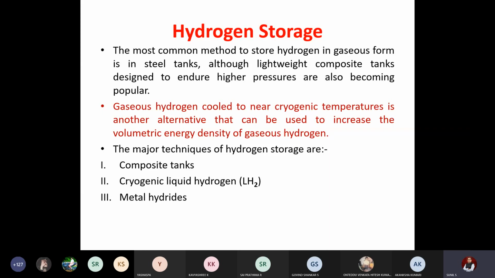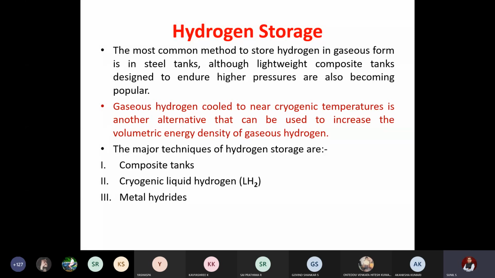The next is the storage of hydrogen. The most common method to store hydrogen is in gaseous form, in steel tanks. These days, lightweight composite material based tanks are also coming into the picture. The other method is to store it at near cryogenic temperatures. Cryogenic temperatures are negative temperatures like -250 or -300 degrees centigrade. If you cool it to that temperature, hydrogen gas gets converted to liquid. That liquid hydrogen we call LH2. Liquid hydrogen can be stored and transported. The advantage is its density is very high, so in a small tank you can carry a huge quantity.